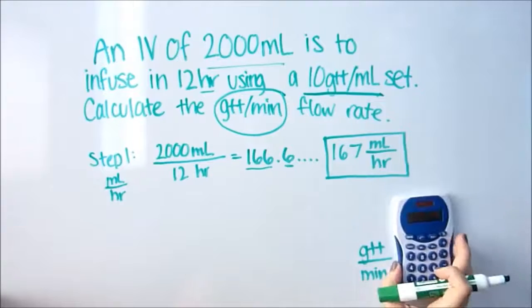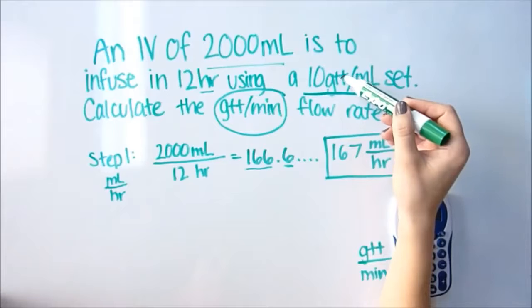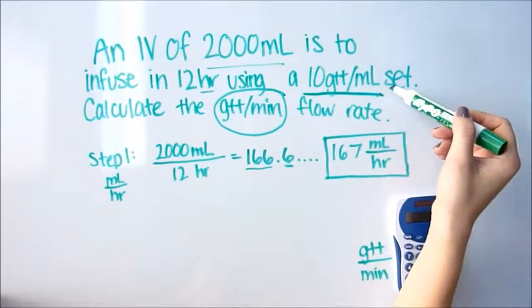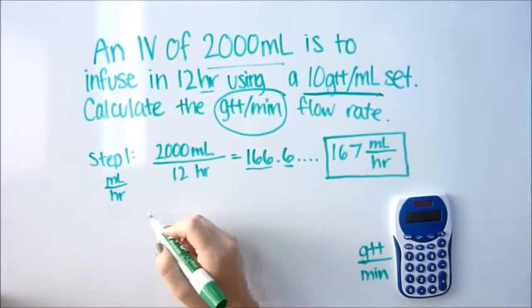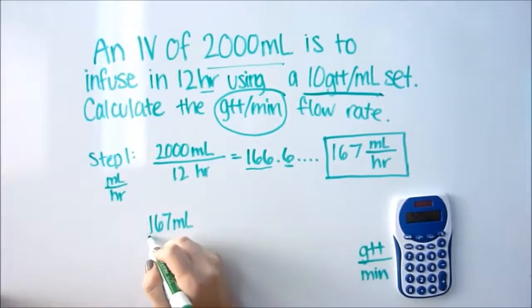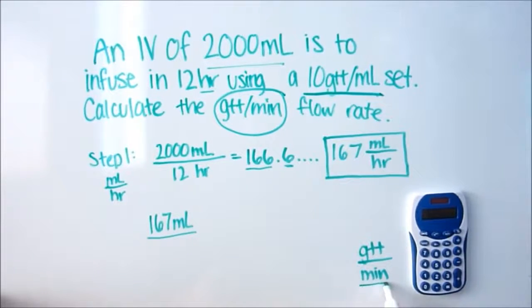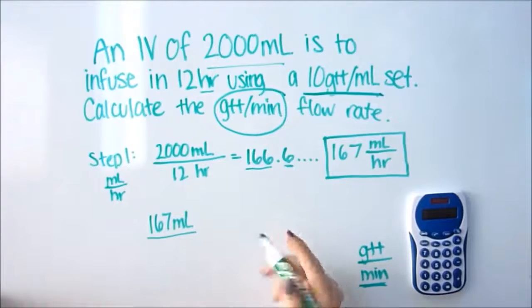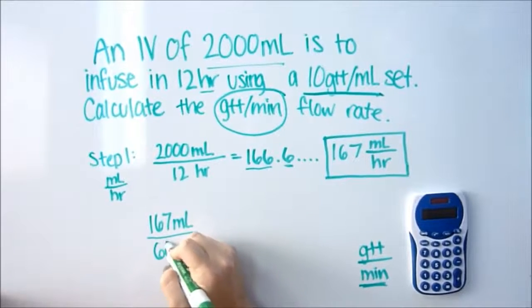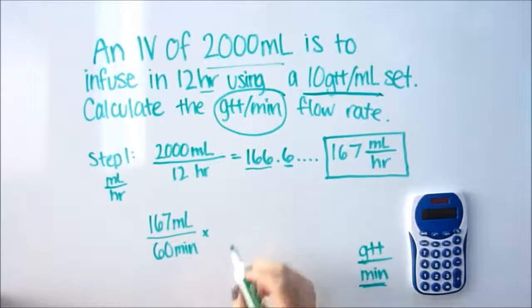Next we have our calibration. This is what we're calibrating it by: drops per ml, 10 drops per ml. So we're going to take 167 ml per hour. Now instead of putting hour, look at what we're trying to find right here: minutes, right? So we're going to have to switch hours to minutes. How many minutes in an hour? That's right, you got it, 60.